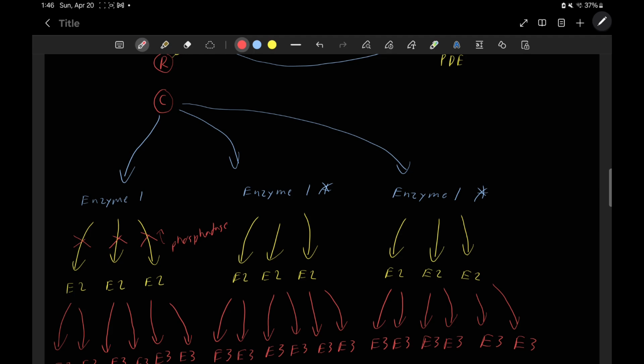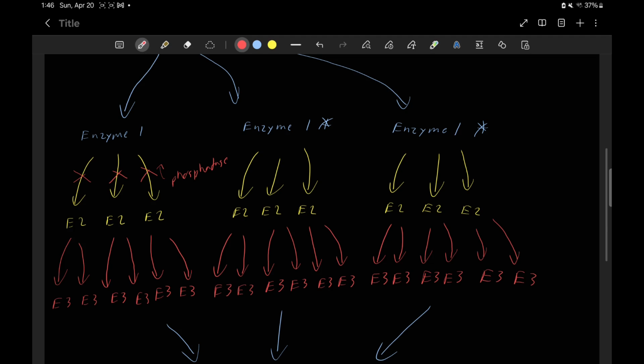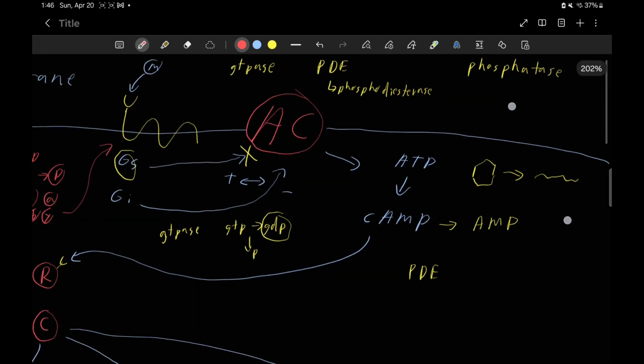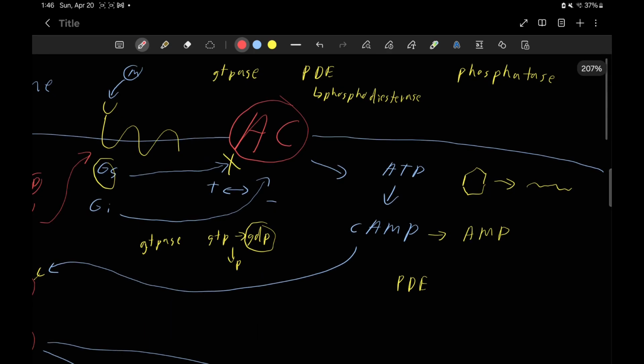And it can act along different enzymes. Maybe it dephosphorylates and deactivates enzyme 1. Maybe it does it to enzyme 2 or enzyme 3. It can act in different areas along the amplification cascade. But the general idea is that it dephosphorylates some sort of active protein or enzyme. And those are your 3 main termination enzymes.